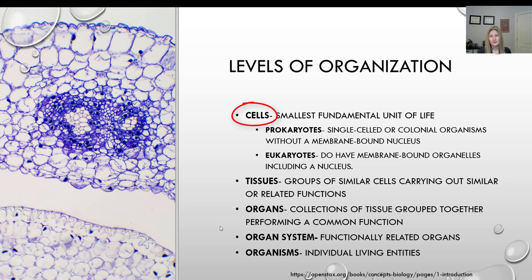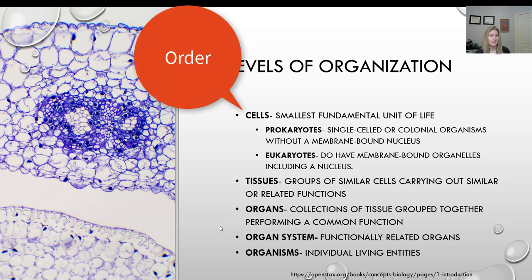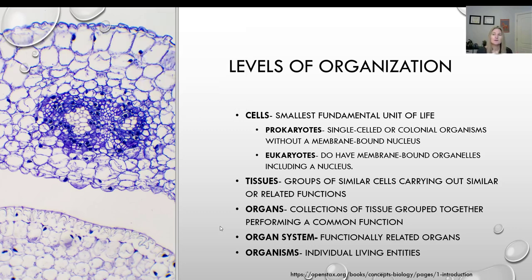So when we talk about life, the smallest fundamental unit of life that has all those properties of life is a cell. Cells are the smallest fundamental unit of life. They have order to them. They're made up of organelles, which are made up of macromolecules, which are made up of molecules, which are made of atoms. So cells follow that property of life.